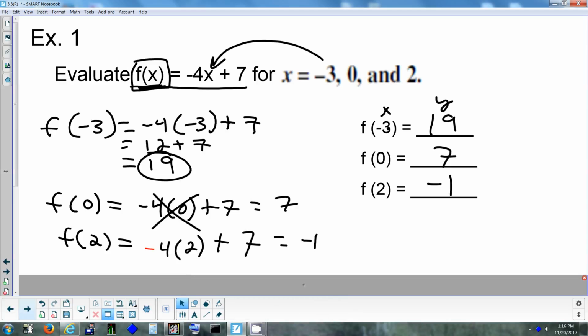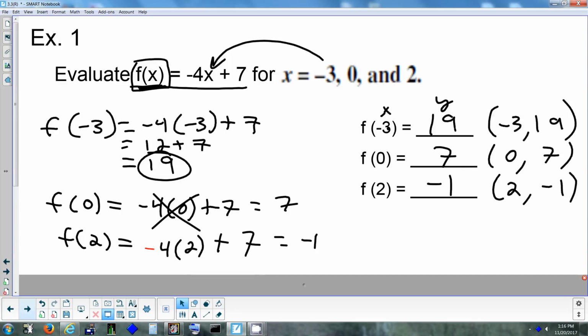Any questions on that? How did we write an x and a y value before? Like now we're kind of making a little table here. What's another way you can write an x value with a y value? As a coordinate. So another way to write your answer is like that. If x is negative 3, y is 19. If x is 0, y is 7. If x is 2, y is negative 1. So what we're doing now isn't really that different than what we've done before. It's just a different way to write it.